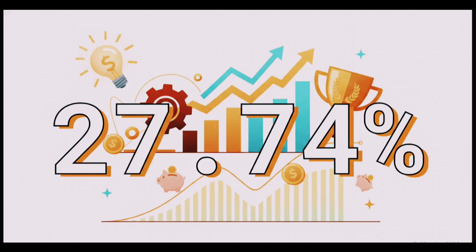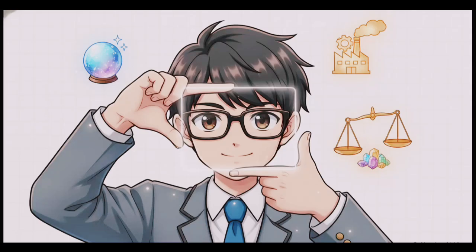Now, if you followed the steps correctly, your calculator screen should show 27.74%. Shabash, well done! We have successfully calculated a compound annual growth rate of 27.74% over those 3 years. Definitely keep these applications in mind for your revision notes.